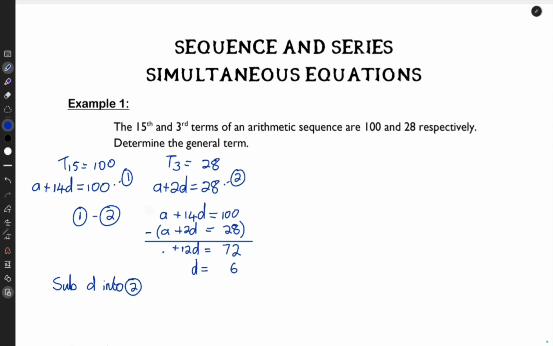So I'm going to sub in the 6 into the place of d. So a plus 2 times 6 equals 28. Then I'm just going to subtract and I get my a value. So a is equal to 28 minus 12, which gives me 16. Perfect. Now I have a, I have d.